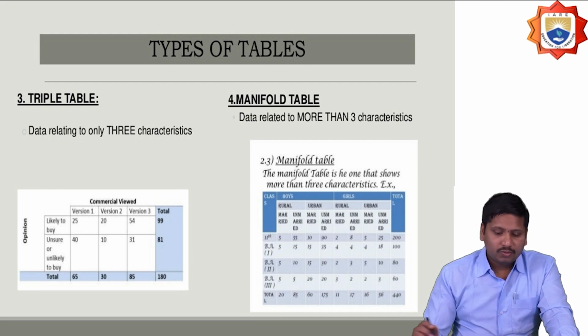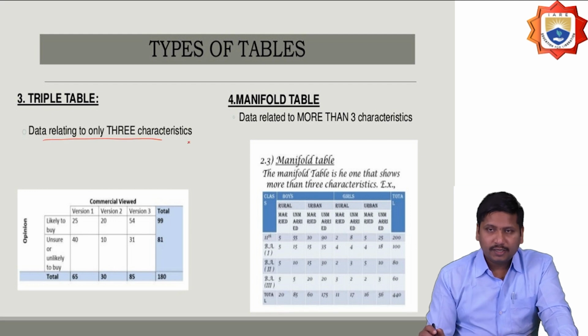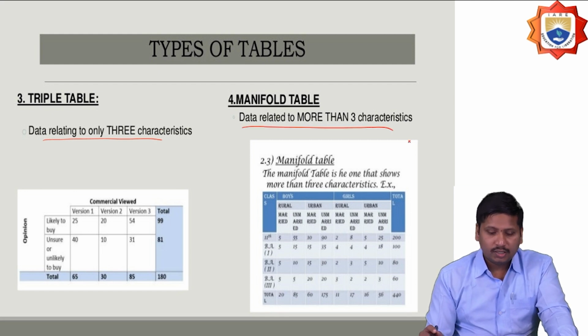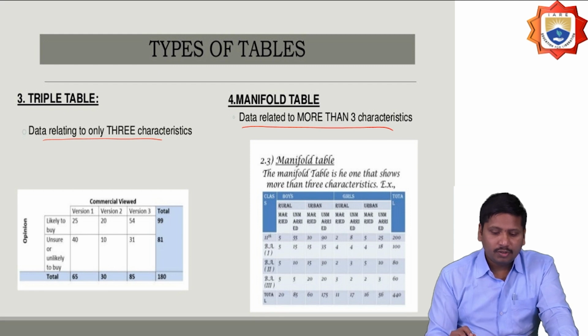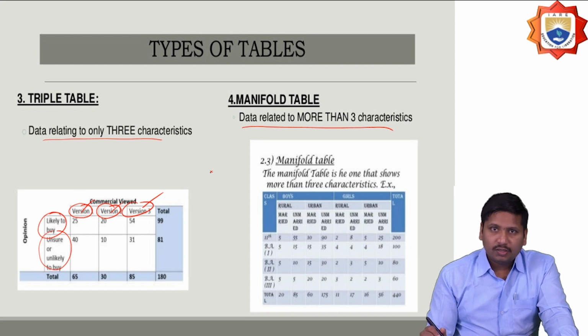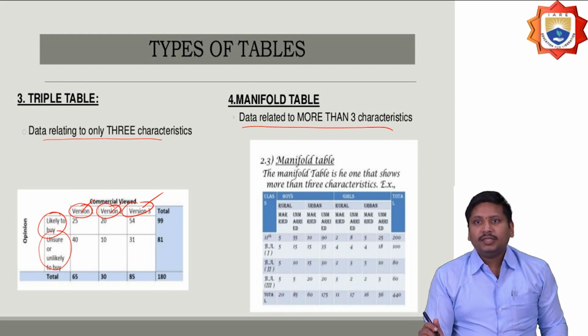So triple table means where the data is related to three characteristics, and next one is the manifold table, where the data is related to more than three characteristics. So triple means the data relating only to three characteristics. So it should be likely to buy, unsure, unlikely to buy. So that should have three characteristics. What should be version 1, 2, and then 3. So commercial view. So that should be a triple table where the data is represented having three characteristics. Then it should be considered as a triple table.